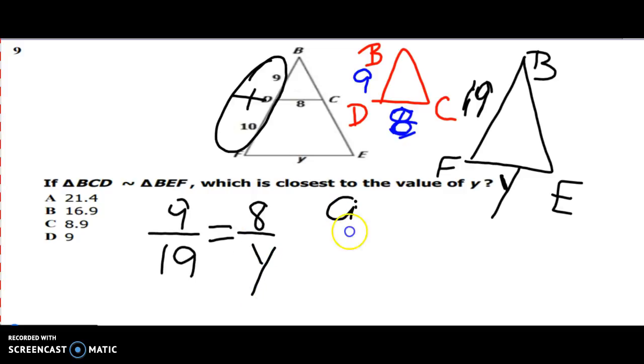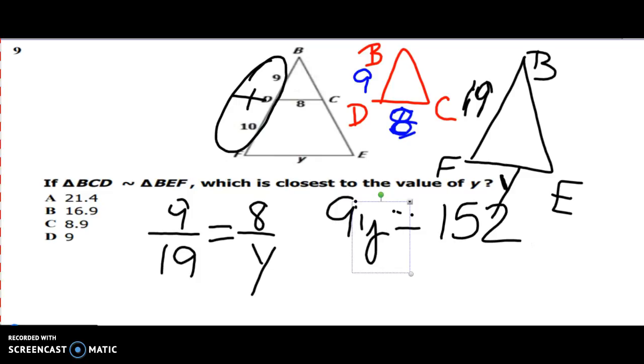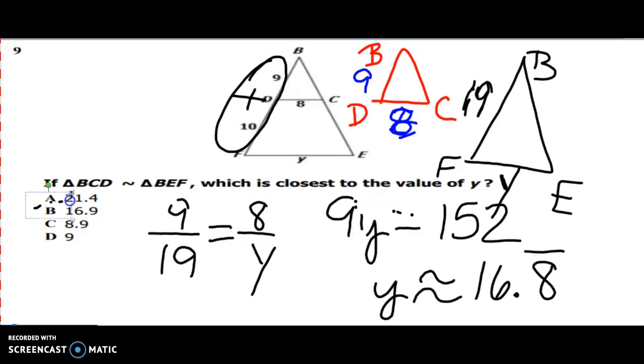Now when we cross multiply, we get 9Y is equal to 19 times 8 gives me 152. If I divide 152 by 9, I get 16.8 repeating. So if it's 888, we're going to round it to the nearest whole number, not to the nearest whole number, excuse me, nearest tenth. So it's going to be 16.9.